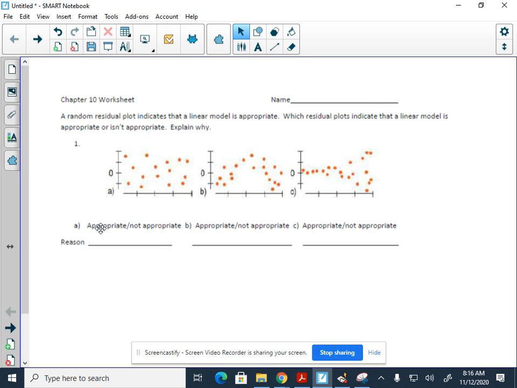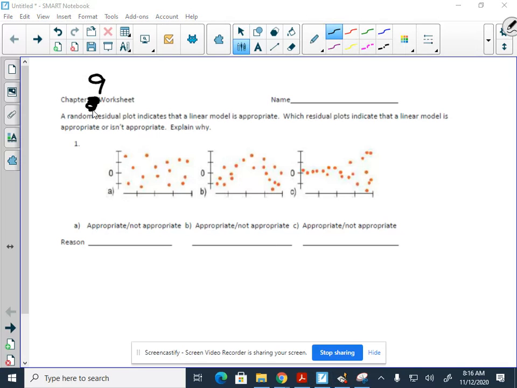Okay, chapter 9 worksheet. It says chapter 10 worksheet on it. Just my mess up. Hopefully I'll fix that the next time somebody watches this video.